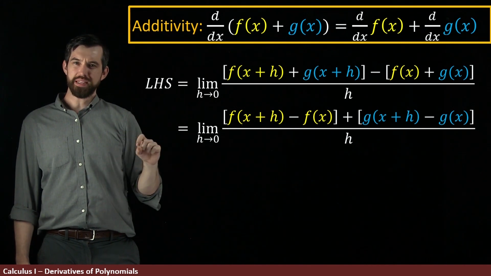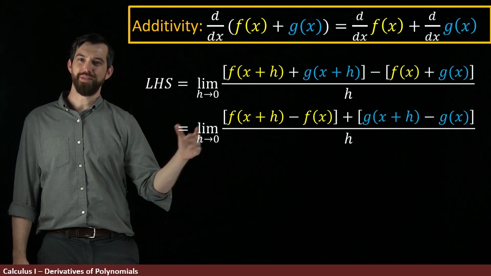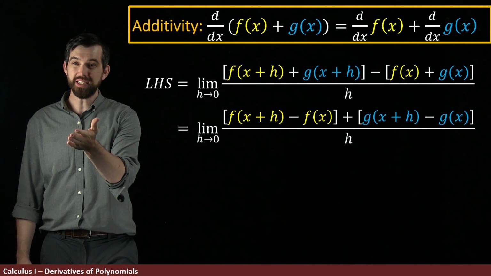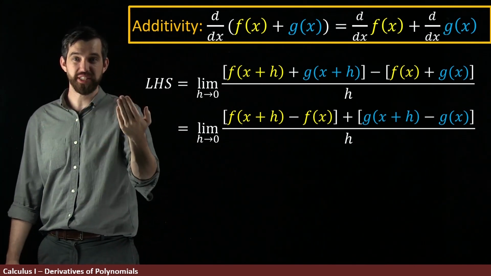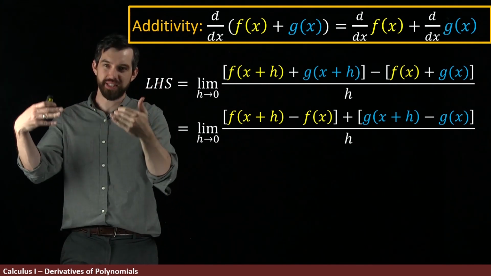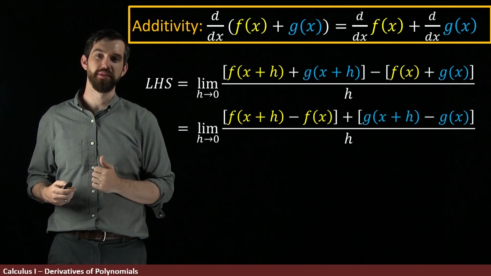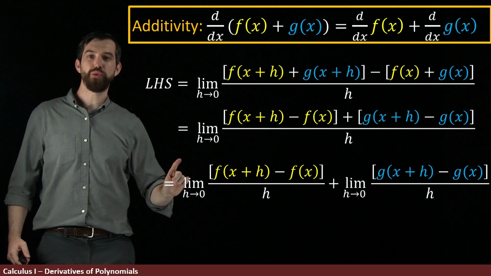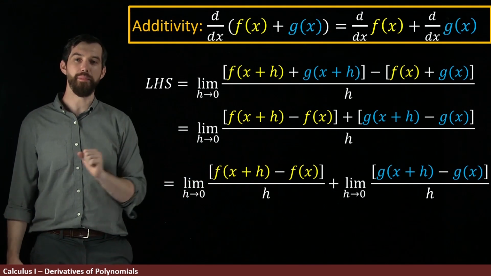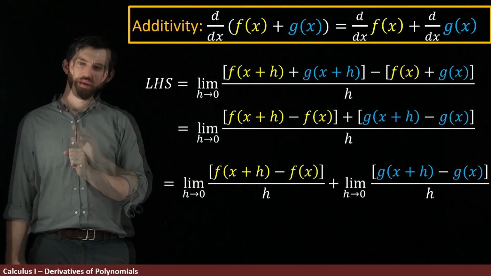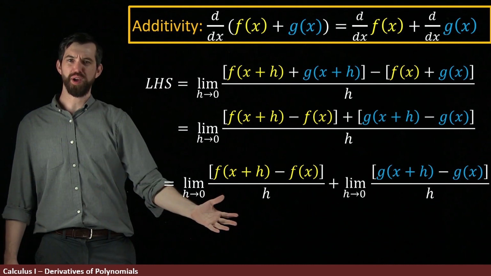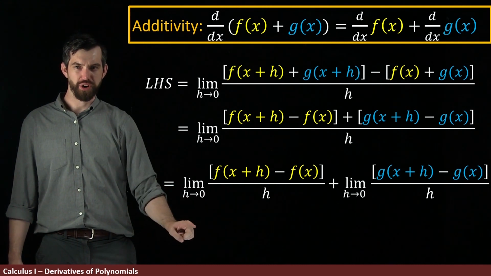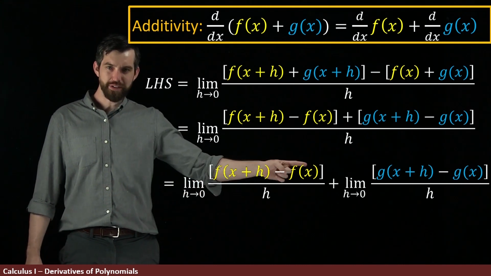Notice that this is the limit of a sum, and we've previously had a rule for the limit of a sum: the limit of a sum is the sum of two different limits. So what I can do is break this up as the sum of two different things. But then I know what the thing on the left is: the limit as h goes to 0 of f of x plus h minus f of x, all over h.